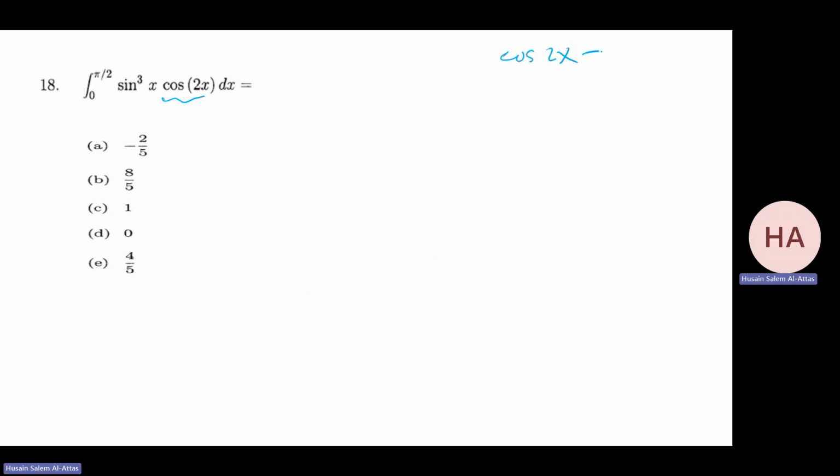You can do it in any way. I think it will be okay. That will be 2 cosine squared x minus 1. So I have the integral from 0 to pi over 2 of sine cubed x times 2 cosine squared x minus 1 dx. So that'll give me what?